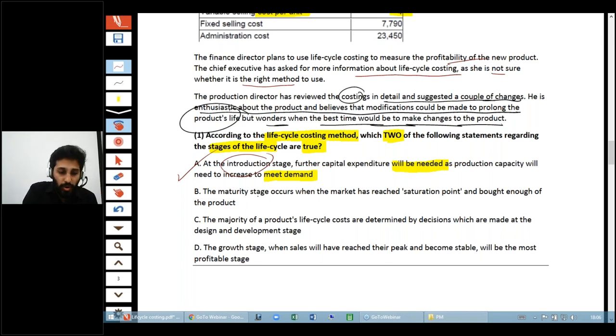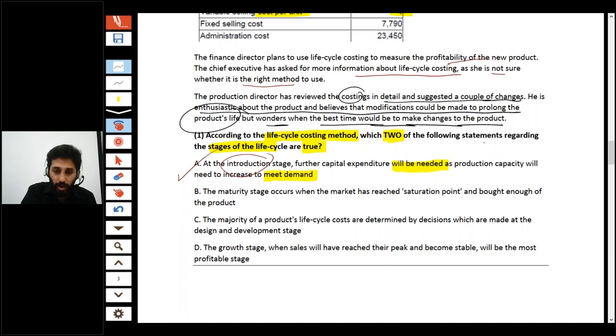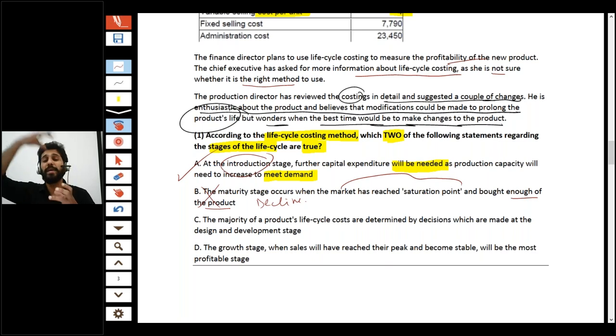Number two, the maturity stage occurs when the market has reached the saturation point and bought enough of the product. This is not the case. This is a matter of decline. The maturity stage is when you are at the peak level, not going to decline.